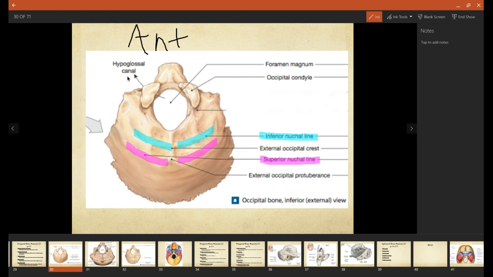Now we also have the hypoglossal canal, which this arrow is showing us that there is a hole going through the occipital condyles here, which would be the hypoglossal canal. We can't see it very well, but right about here is where that pharyngeal or basio-occipital tubercle is going to be located.